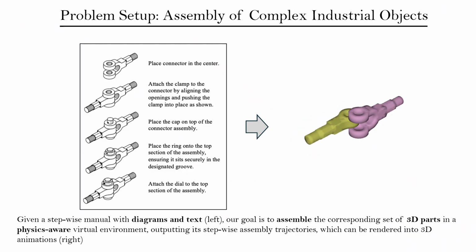In this work, we consider the problem of assembling complex industrial objects that have parts of varied shapes, sizes, and needed intricate maneuvers for assembly. Given a stepwise manual with diagrams and text as shown on the left, we aim to assemble the corresponding set of 3D parts, which are represented as 3D point clouds in the physics engine-based virtual environment, outputting its stepwise assembly trajectories, which can be rendered into 3D animations as shown on the right.